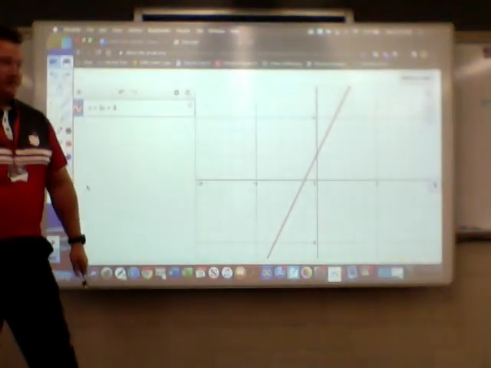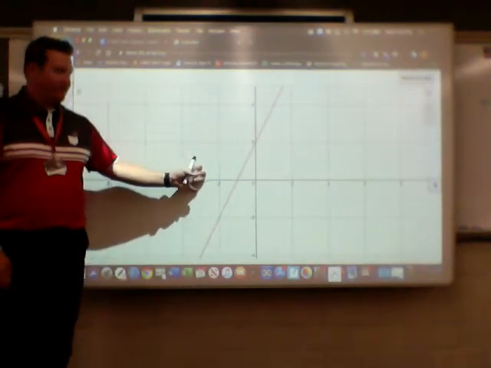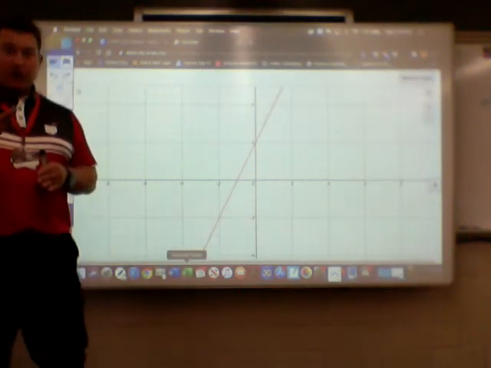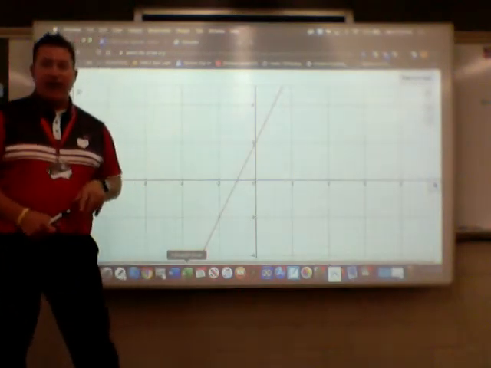Bam, there it is. Okay? So here it is. Here's the graph of 2x plus 2. Is it a linear equation? Yes, it is. It makes a straight line on that graph.